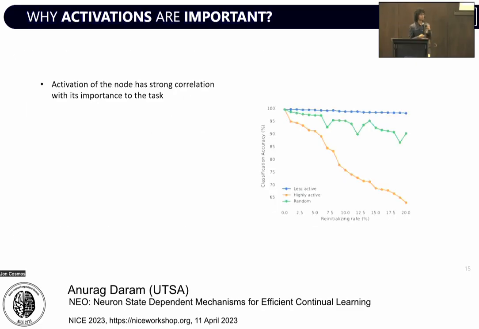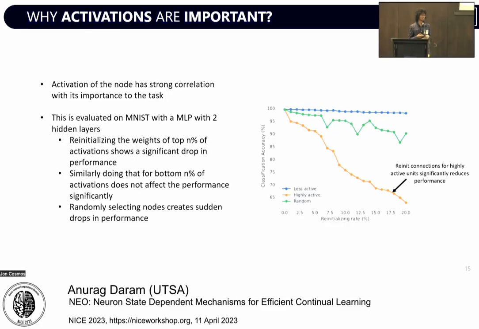Now the next question that arises is: are activations enough, or do activations hold the important information necessary to preserve the knowledge for the task? So I did a very simple experiment to see if activation has a correlation with importance to the task. I trained an MLP with two hidden layers on the MNIST dataset. After it was trained, I selected the top n% of units by average activation, removed those, reinitialized the weights, and checked how it impacts performance. As you can see, as soon as we remove the top 20%, there's a significant drop in performance, whereas if we drop the bottom 20% and reinitialize that, there's a very low drop in performance.